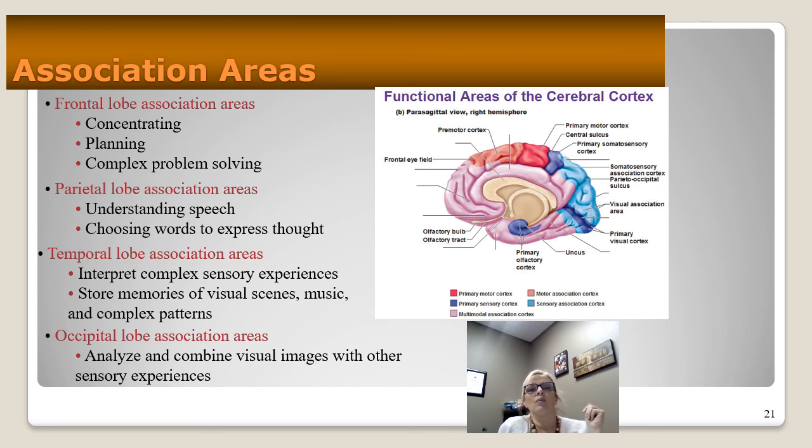The temporal lobe is going to interpret more complex experiences, help you to understand speech, reading, store visual memory, store patterns, okay? Your occipital lobe, this is where you're going to have your visual centers, okay? And that's going to help you to analyze certain visual patterns and combine that with senses, okay? So when you recognize a person, you're using this area. You have to see the face, remember the face, and recognize that as belonging to a particular person.